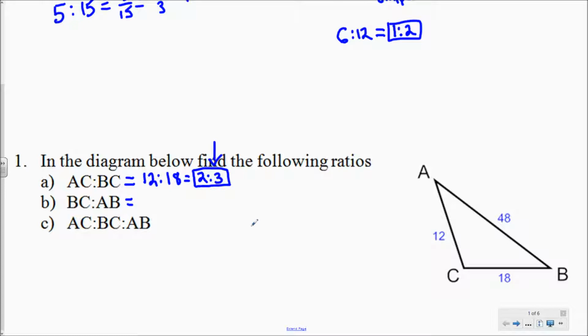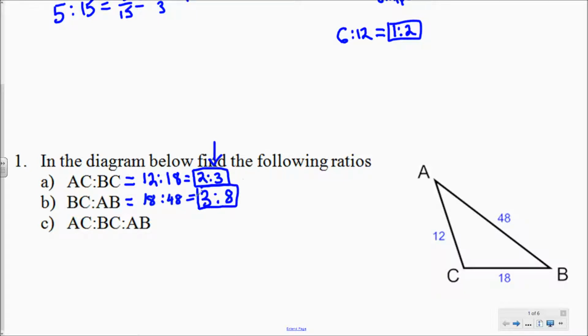If I look again at the ratio of BC, which is 18, to AB, which is 48, I get the ratio 18 to 48. And because there is again a common factor of 6, I can further reduce this ratio to its proportional size 3 to 8, or 3/8.